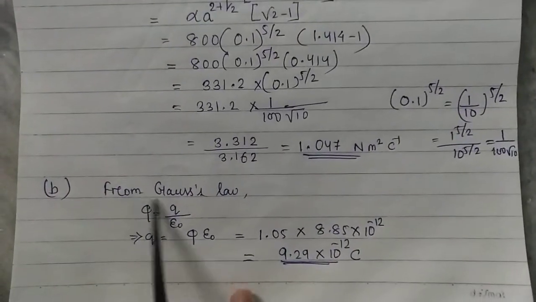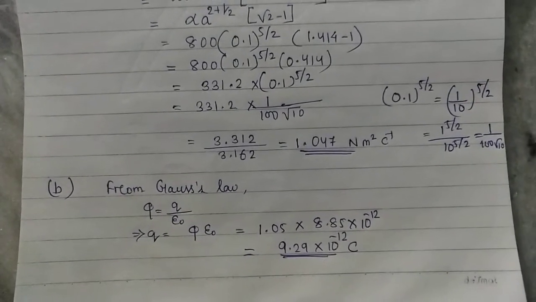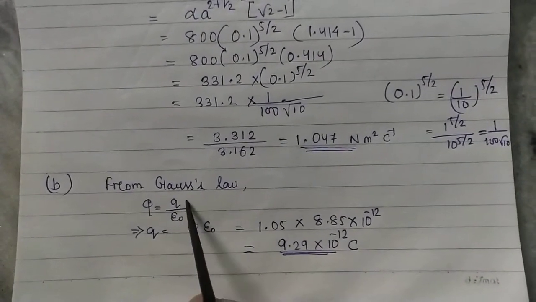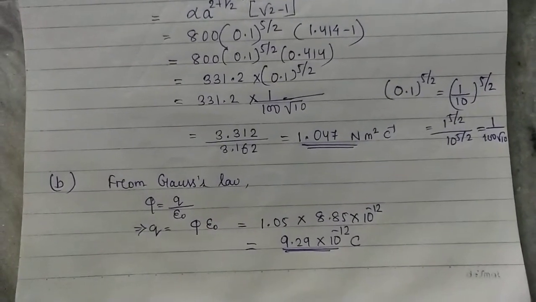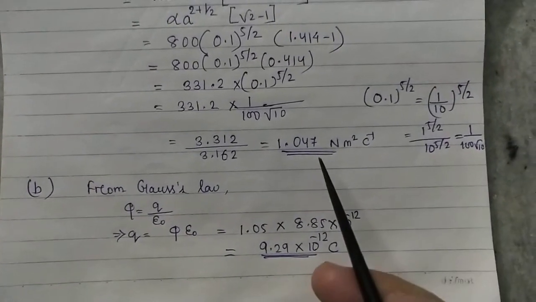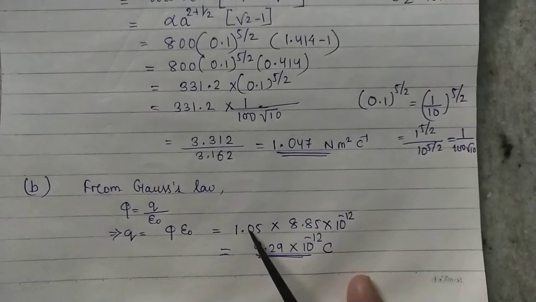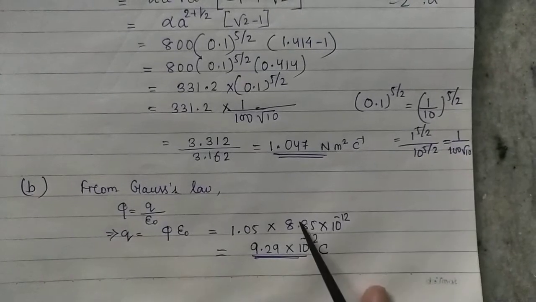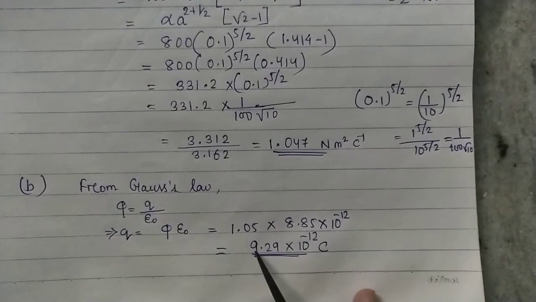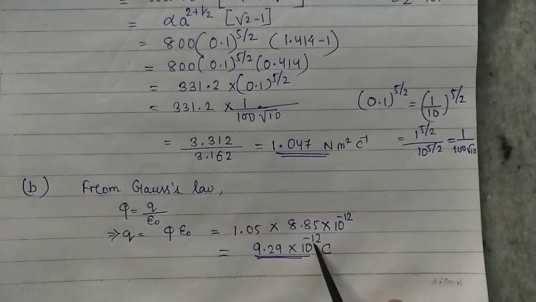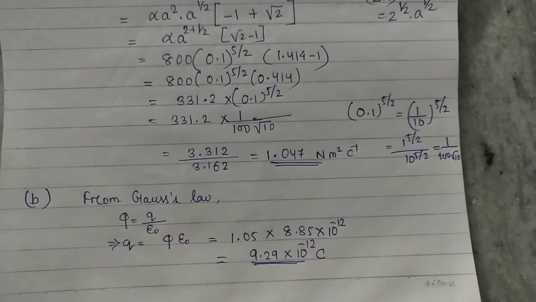Next is to find the charge enclosed. We know Gauss's law. From Gauss's law we can write flux phi equal to q by epsilon naught. So q equals, cross multiplying, phi epsilon naught. We have found the flux 1.047, or about 1.05, times epsilon naught value 8.85 times 10 to the power minus 12. If you multiply, you will get 9.29 times 10 to the power minus 12 coulomb. So this is the answer. Hope you understood. Thank you.